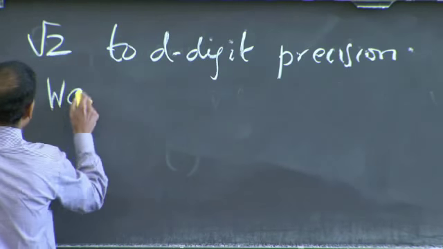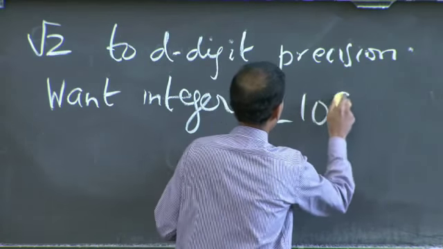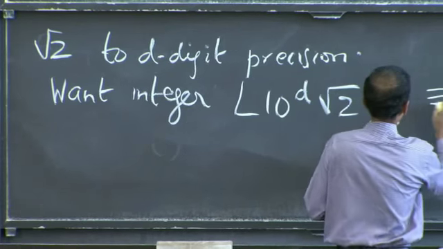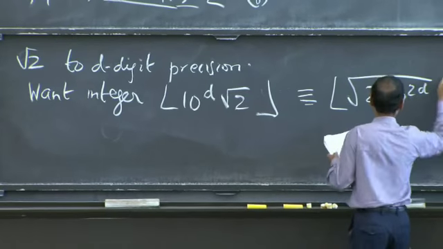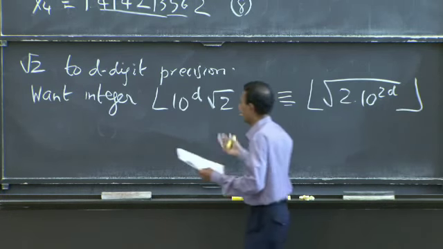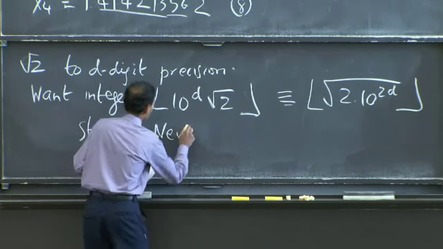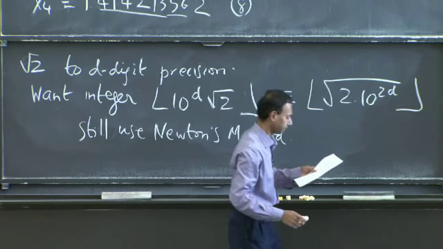And so what we want is an integer which is 10 raised to d times the floor of the square root of 2, which is essentially the same as the floor of the square root of 2 times 10 raised to 2d. Okay? So we're going to treat these as integers, so we don't want to worry about decimal points and things like that. All of these things are going to be integers. And there's no problem here. We can still use Newton's method. It just works on integers.